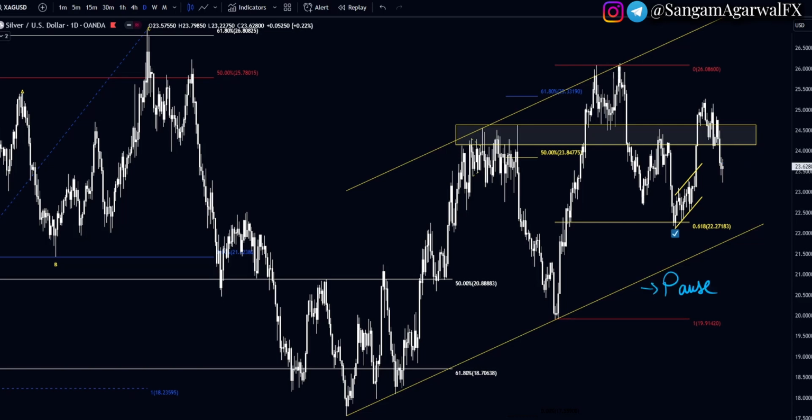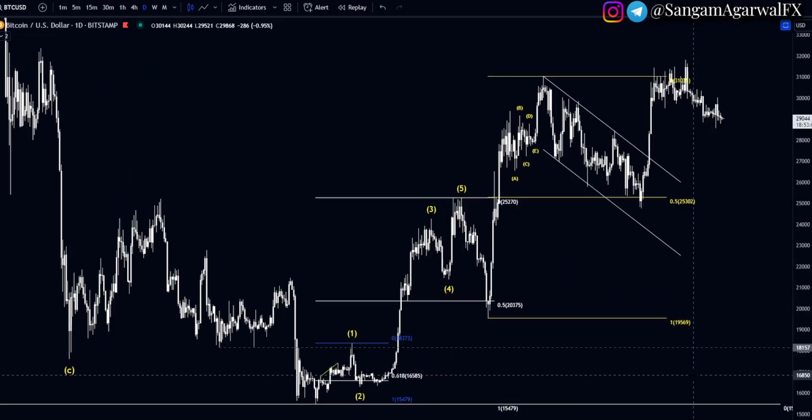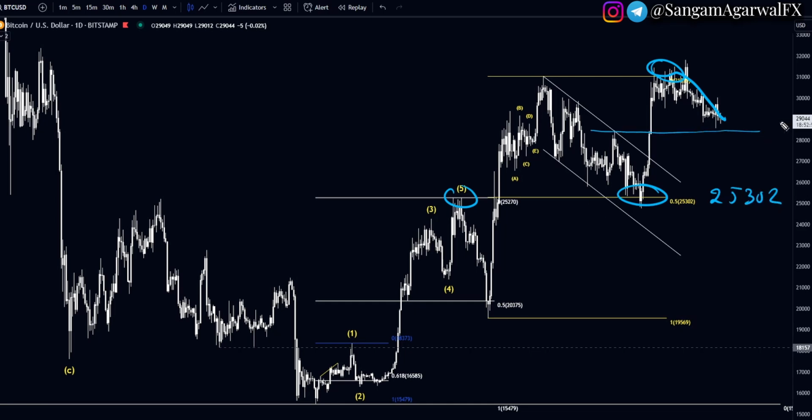If they say pause, good for silver. If they say more hikes after CPI, bad for silver. Bitcoin, no change. It is slowly going down. Major support 25,302. Before that, your short term support 28,500.